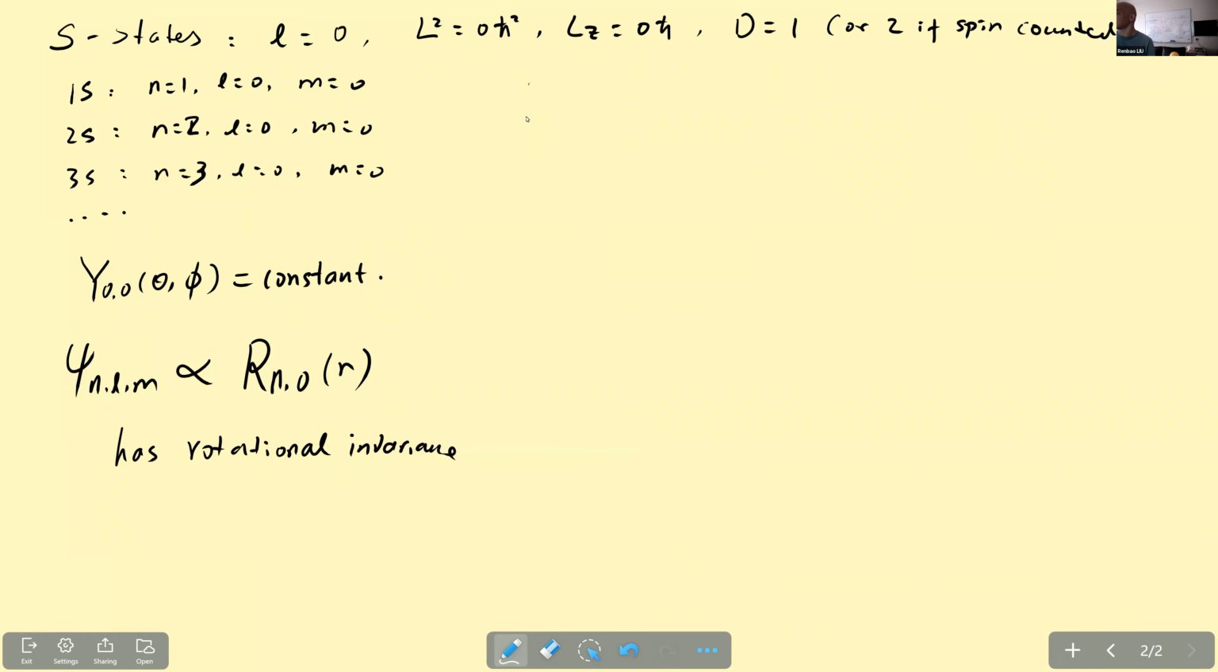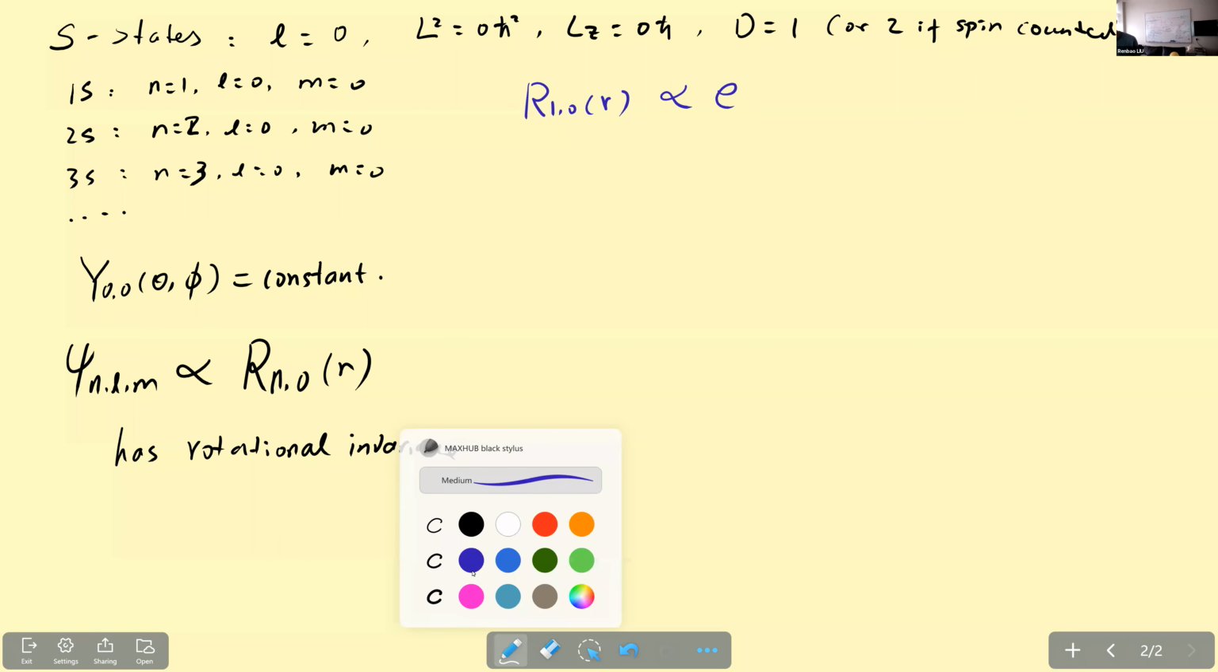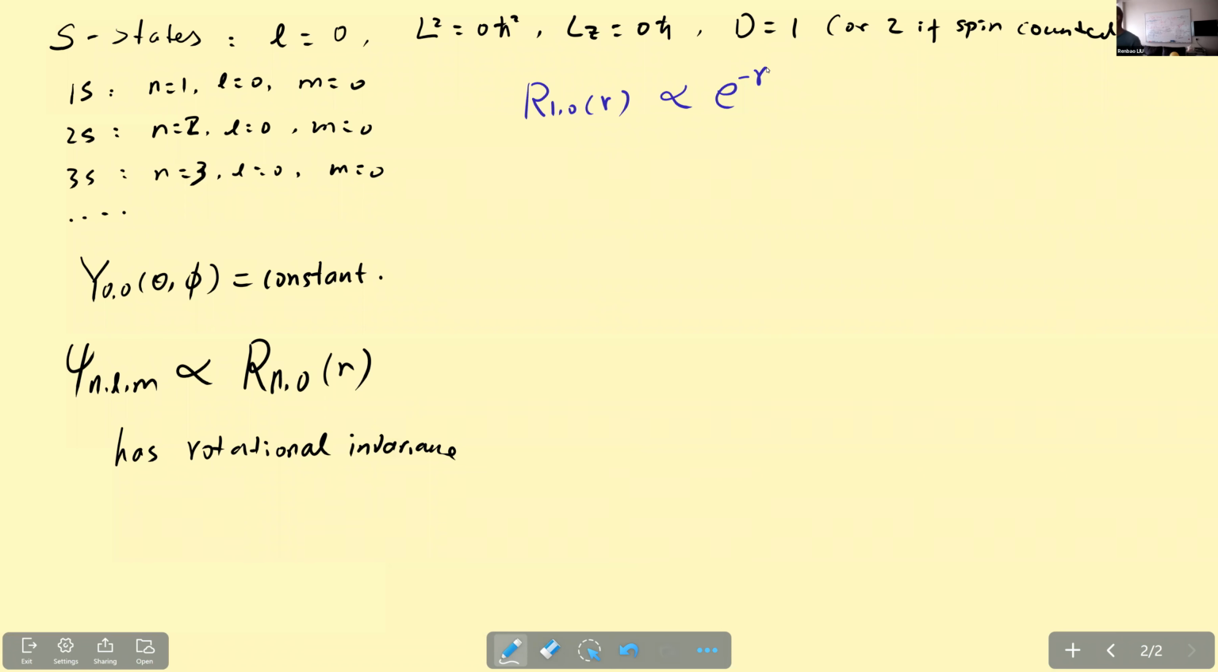So let's look at this R10 first. And this one is proportional to e to the minus r. Of course, in dimensionless coordinates. If you want, you can put a_B right here, but we just write this one as dimensionless. So that means you take a_B, the Bohr radius, as a unit. And if you write this one as a function of r, it's going to be some function like this.